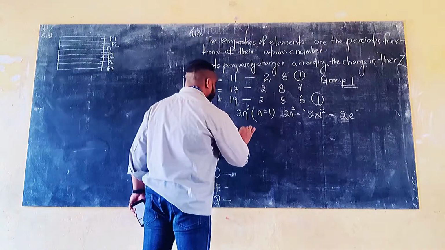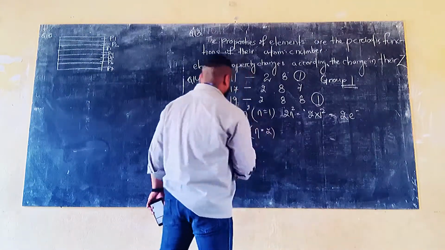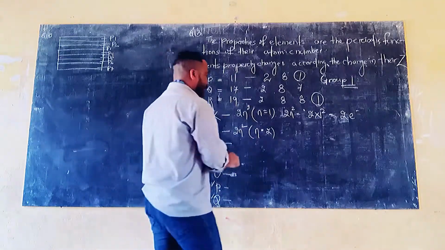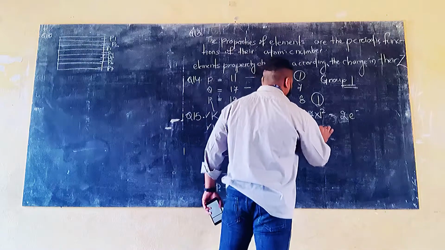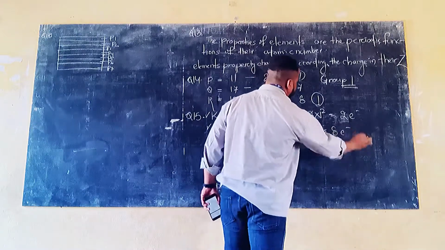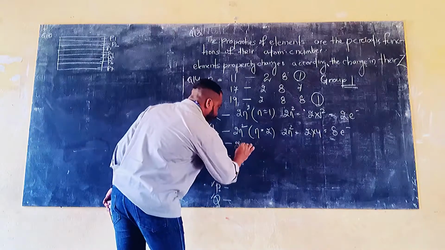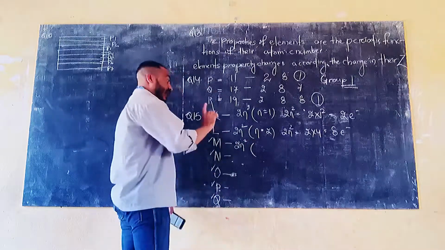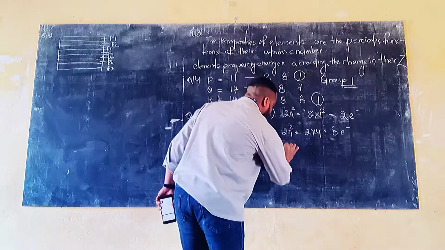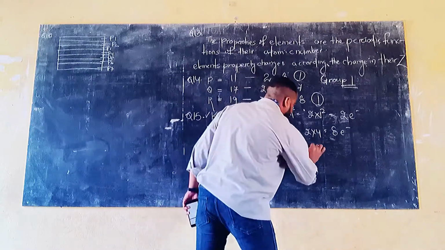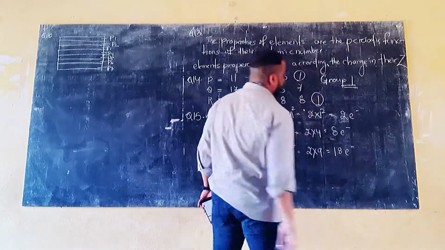Then the L shell: 2n squared and n equal to 2, so that is 2 into 4, 8 electrons. For the M shell, the value of n is 3, so 2n squared is 2 into 9, that is 18. And so on.